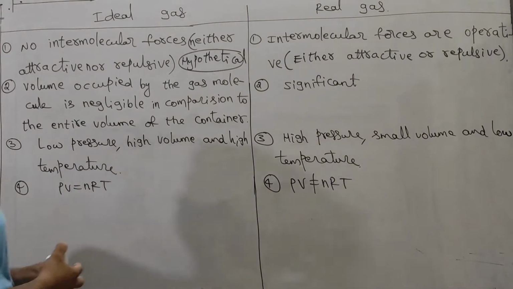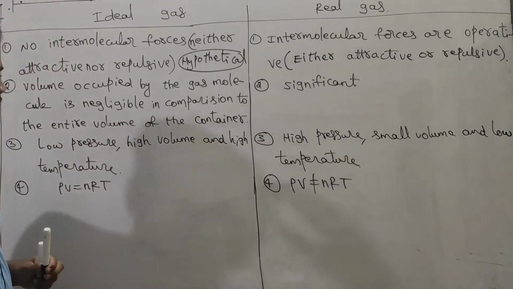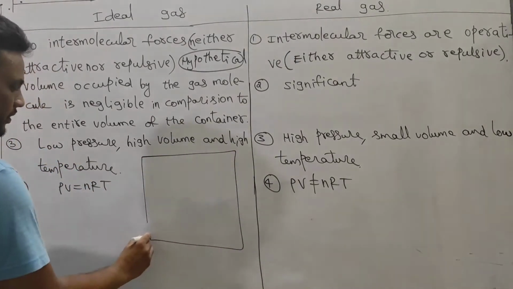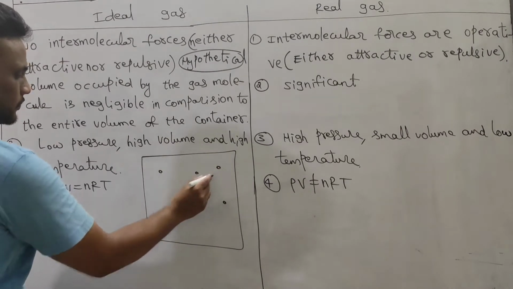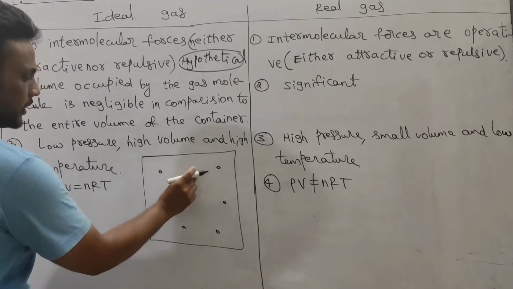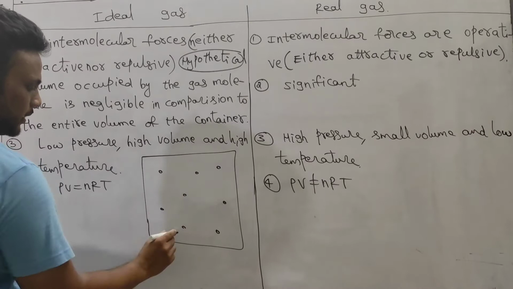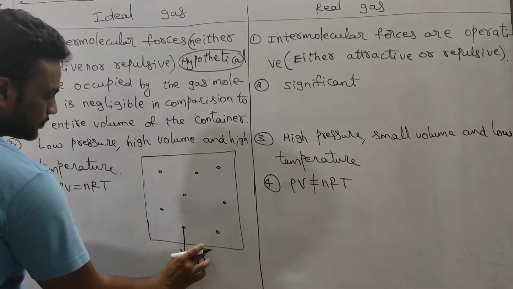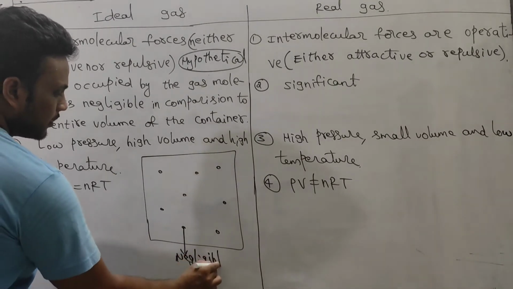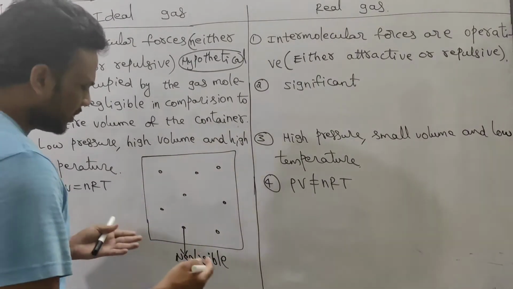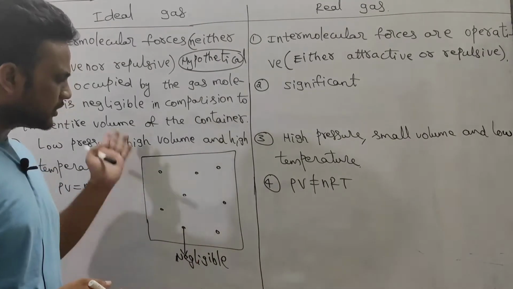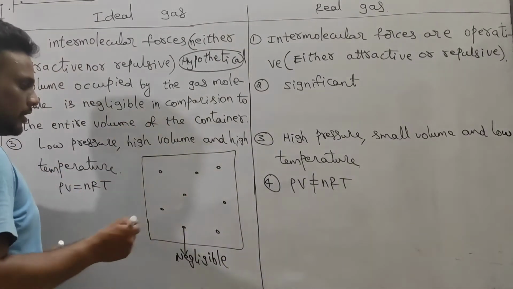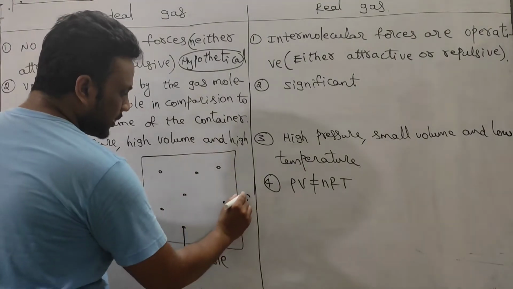Volume occupied by the gas molecules is negligible in comparison to the total volume of the container. You see, this is the container and these are gas molecules. So the volume occupied by a single gas molecule is negligible in comparison to the entire volume of the container. Why, sir? Because gas molecules are free to move, and the entire volume of the container is the free volume.